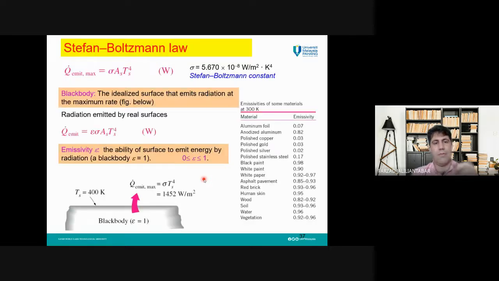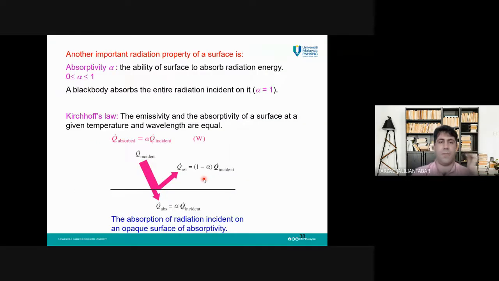So by this Stefan Boltzmann equation, you can understand that any surface, based on the temperature of that substance, is emitting radiation or radiation thermal energy. And any surface also absorbs energy, like what you can see here: Q dot absorbed, alpha Q dot incident. We can calculate absorbed energy.